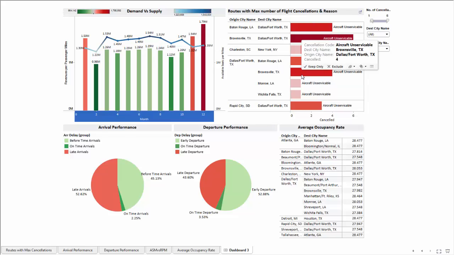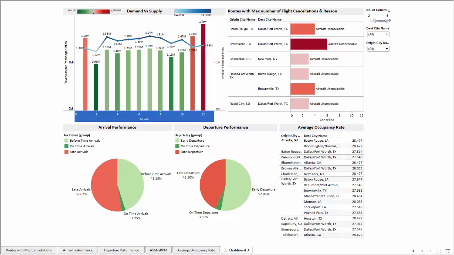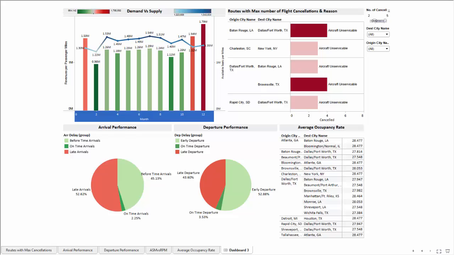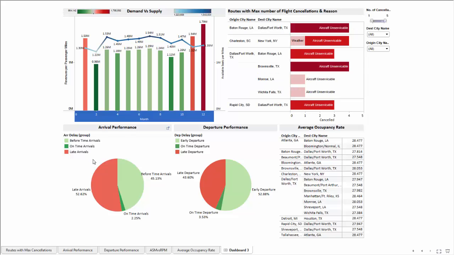And this is for the cancellations. We see that there are different cancellations, which are 6 and 7 cancellations in any particular year, and this is the origin and destinations. We do have global filters, and these filters can be used to see the different cancellations between different routes. And for arrival and departure performance, we see that there are so many late arrivals and late departures, which top management has to concentrate on. The average occupancy rate here is only about 30%. So top management should also concentrate on how to increase the occupancy rate.